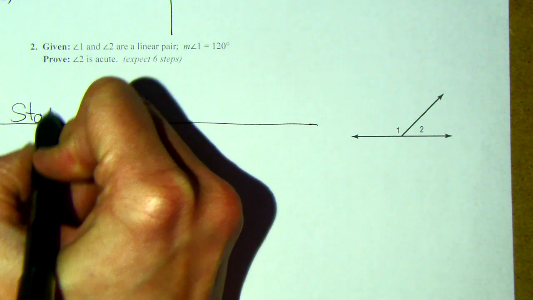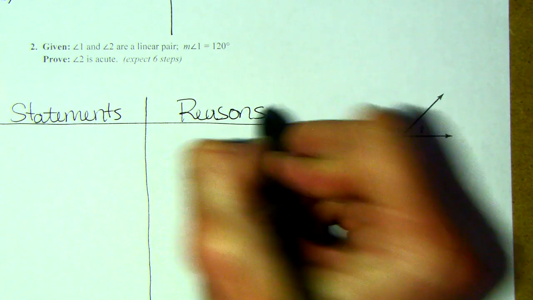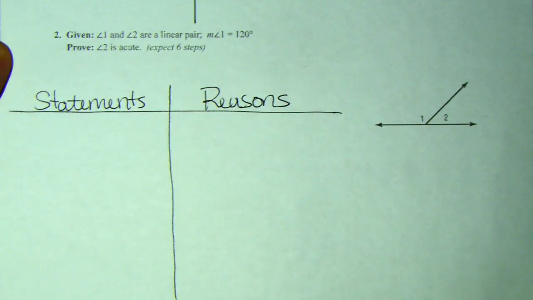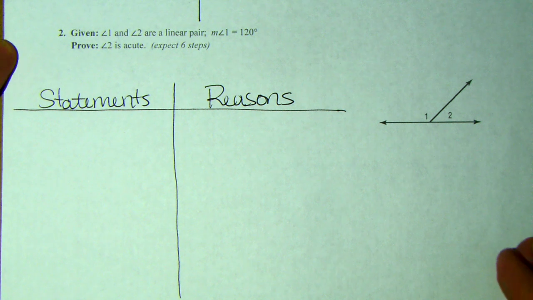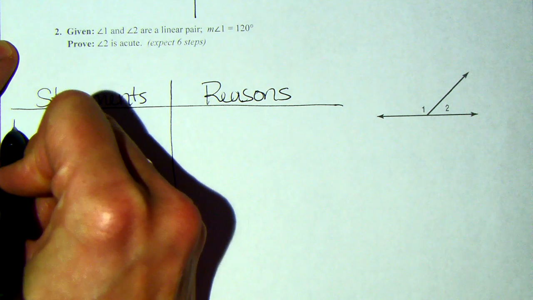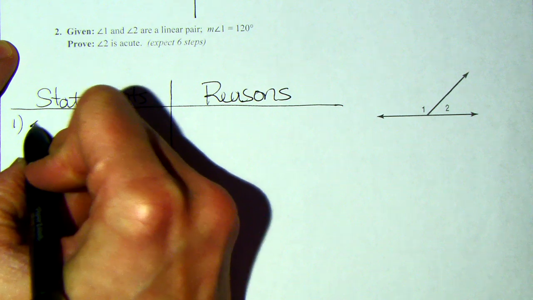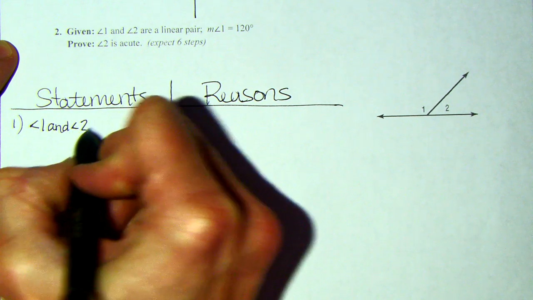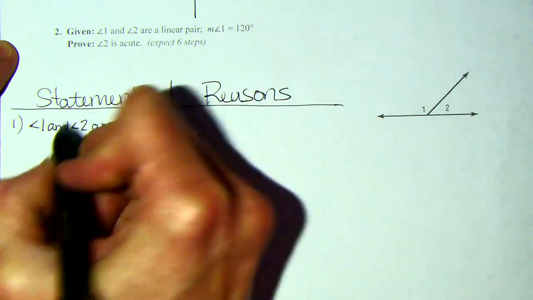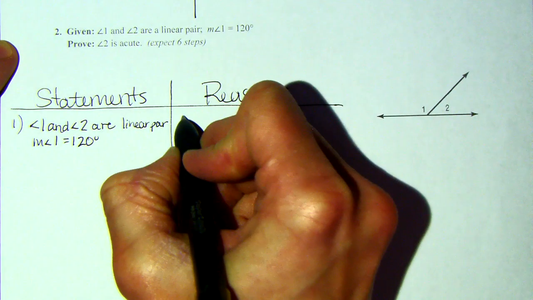So statements, reasons, and again, I said expect 6, but I think I've done this one in 5 before, so it just depends here. So, what do we start with? 1. You're right, number 1. Okay, so angle 1 and angle 2 are a linear pair, and the measure of angle 1 equals 120. Okay?